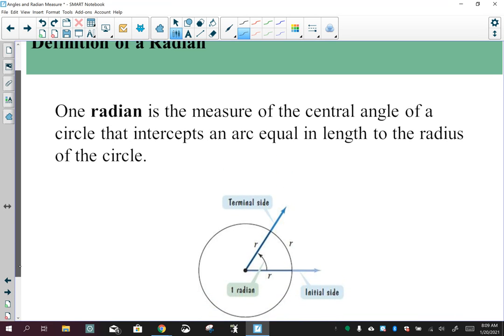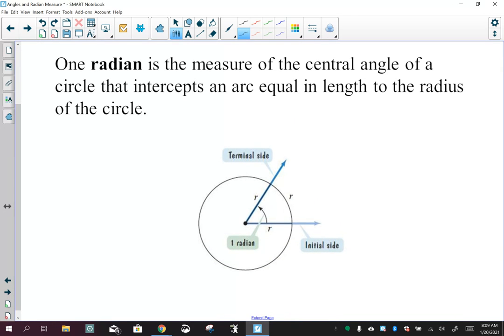So what exactly is a radian? So 1 radian is the measure of the central angle of the circle that intercepts an arc equal to the length of the radius of the circle. Wow, that's a lot. I know. So what this is saying is this.